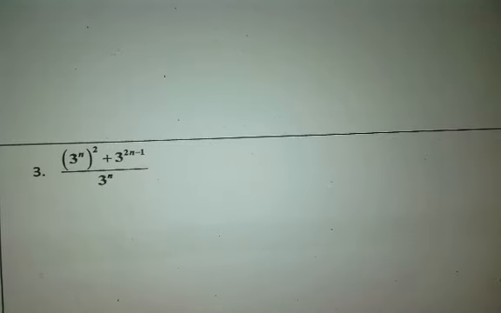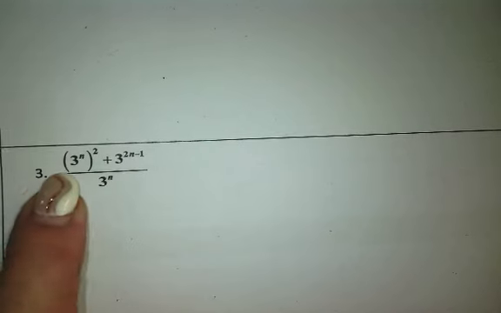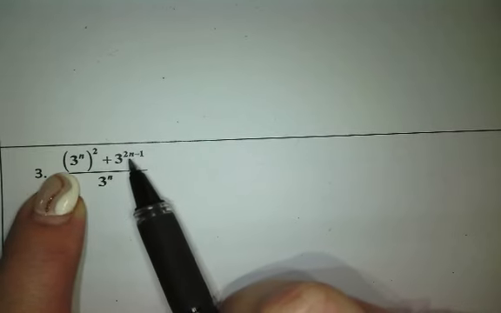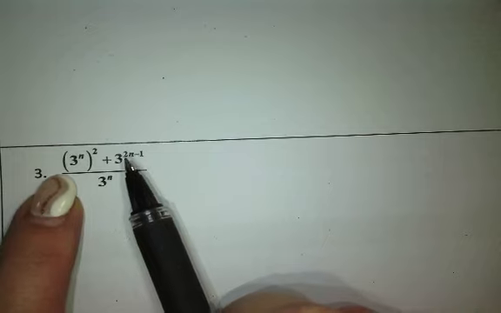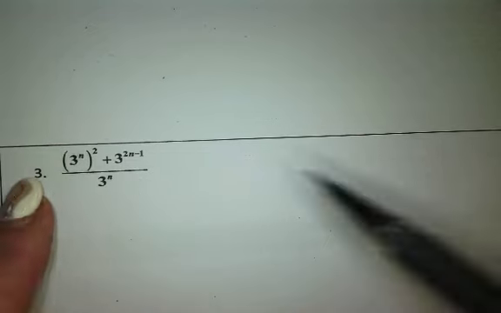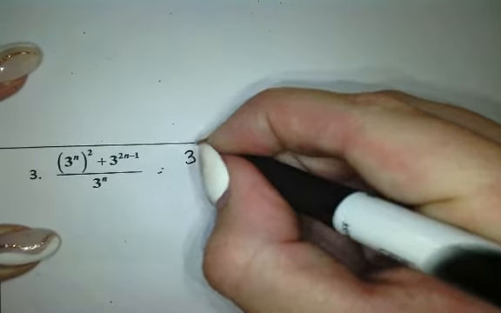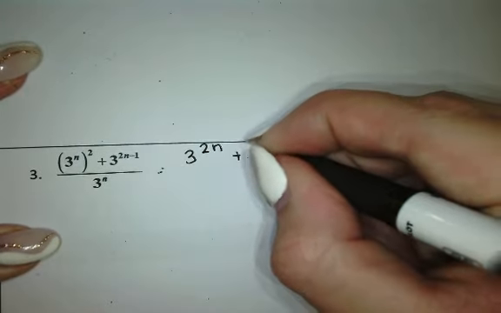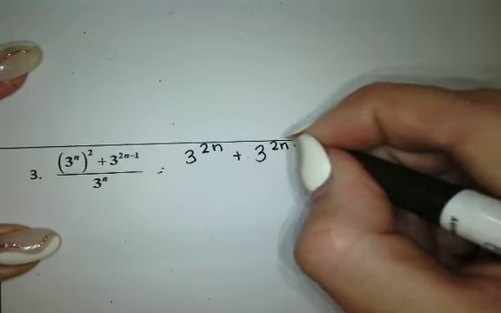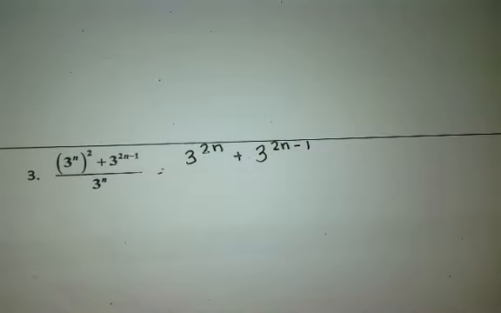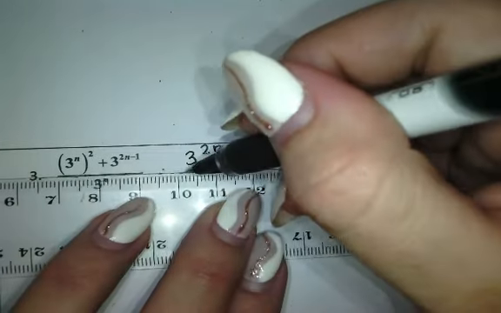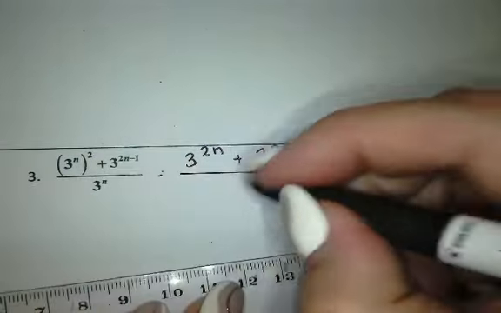Okay, we're going to distribute first. Because 3 to the power of n and 3 to the power of 10 is not the same, so we can't even take anything out there. So the first thing we're going to do is get rid of this bracket. We're going to make it 3 to the power of 2n plus 3 to the power of 2n minus 1, all divided by 3 to the power of n.